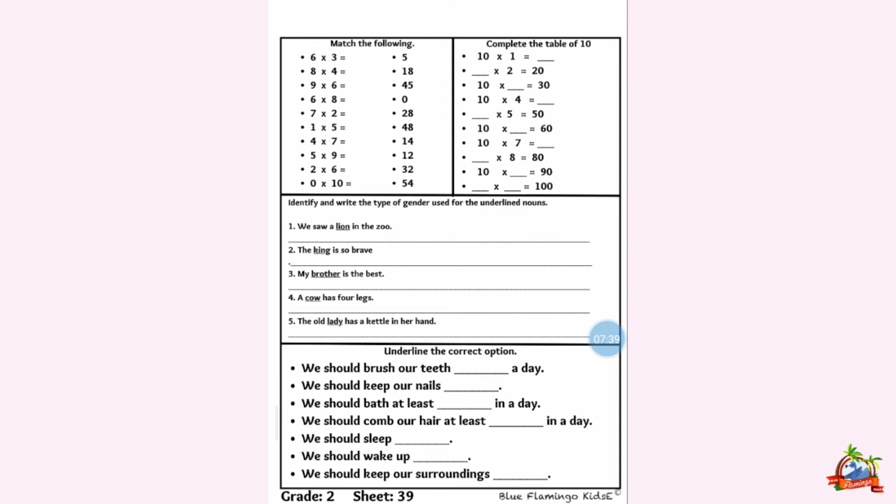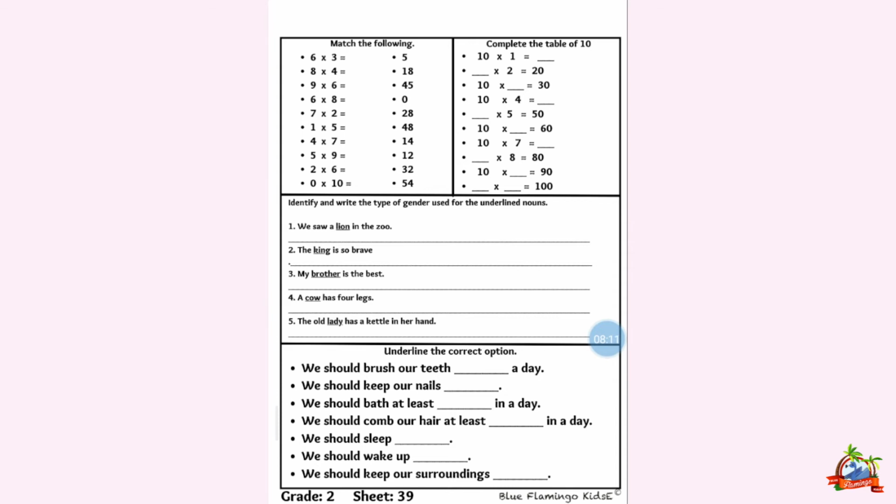Next, the king is so brave. राजा बहुत बहादुर है. King, king मतलब राजा. It is masculine. Feminine क्या होगा? Queen मतलब रानी. So king is masculine. M-A-S-C-U-L-I-N-E. Masculine.